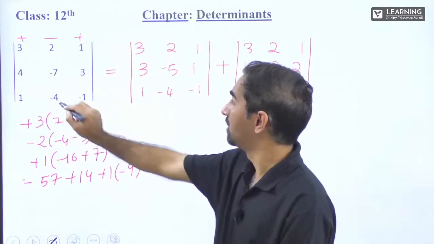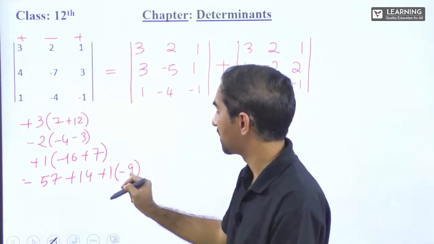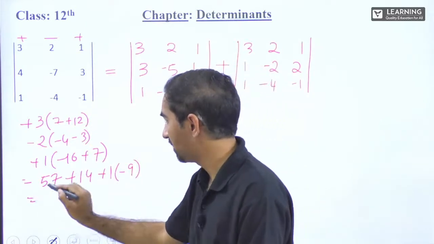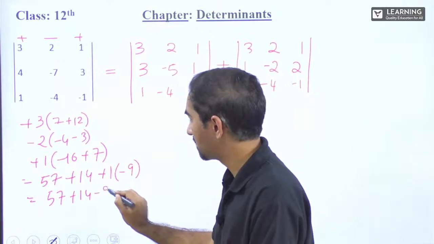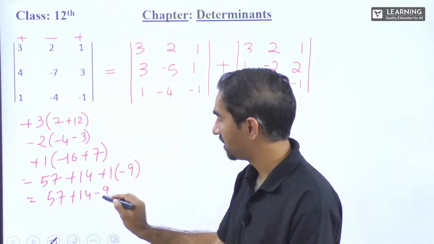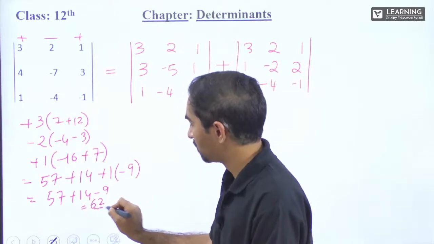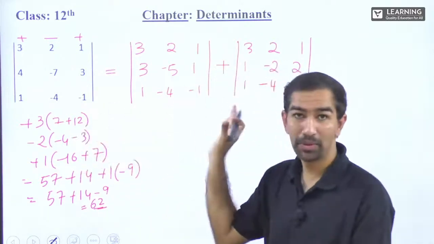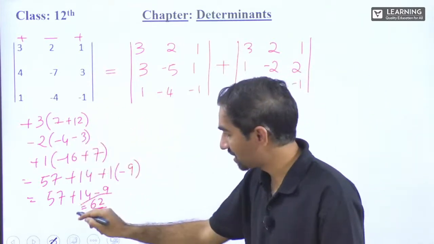Is that correct? Minus 16 plus 7 is minus 9. So here we'll write again 57 plus 14 minus 9. So 14 minus 9 is 5. So 57 plus 5 is equal to 62. So just before we proceed with these two determinants, we'll cross check this once, checking whether this answer is right or not.